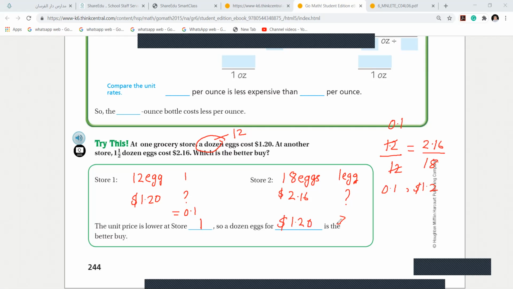I just want to know whether this is clear for you or you want me to give you more examples and explain more? Yeah, it's clear. Understood this? Yeah.